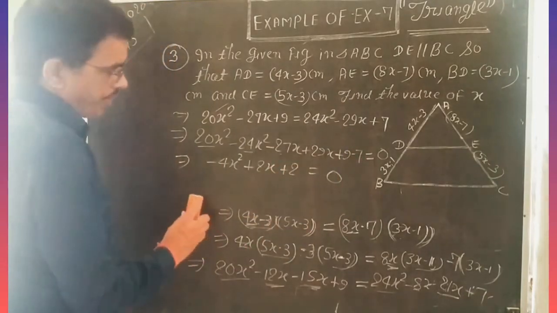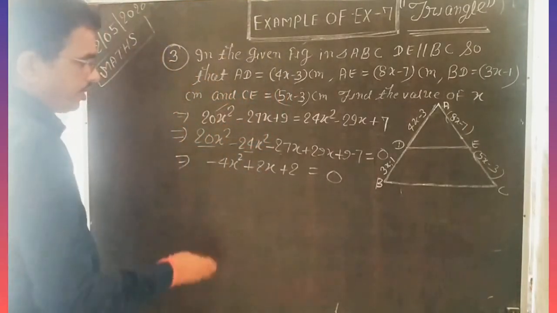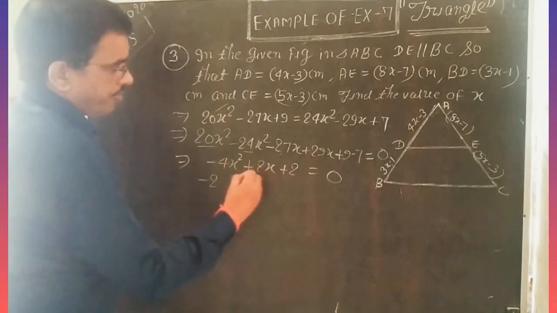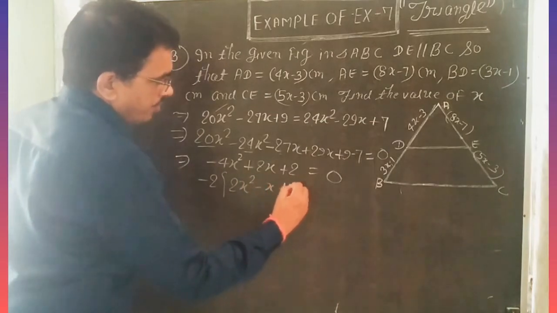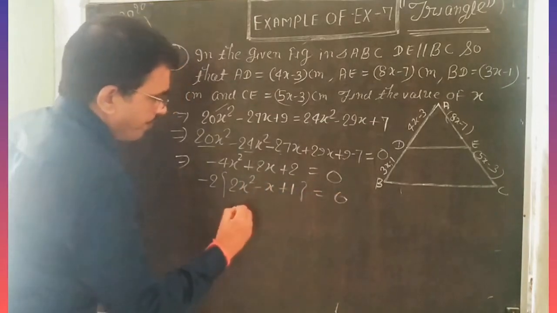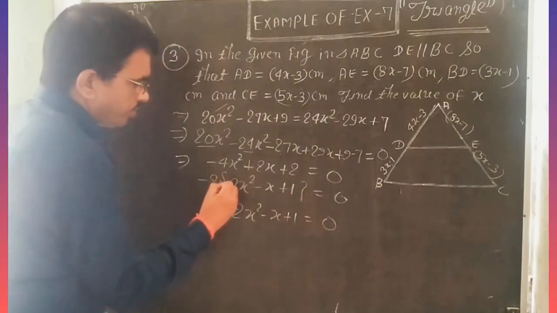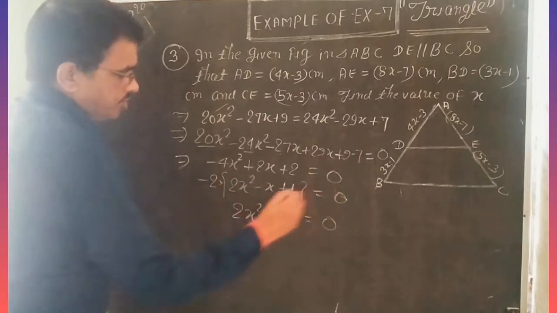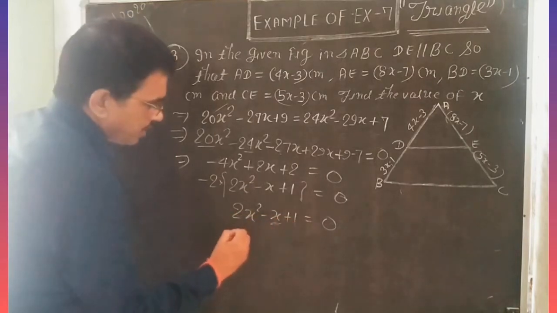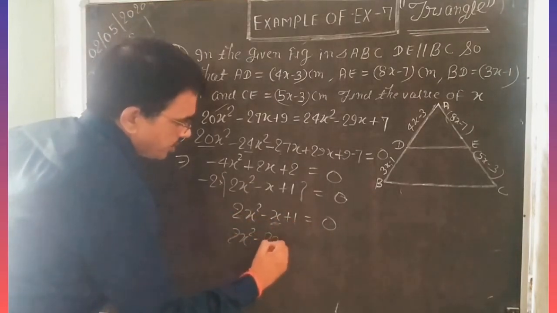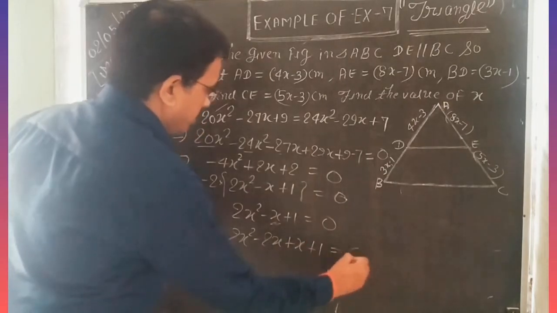Now factorize it. First you take common, minus 2 is common. So here is 2x square minus x minus 1 is equal to 0. Then 2x square minus x minus 1 is equal to 0, because both sides are divided and it changes to 0. Now factorize by middle term. So we write 2x square minus 2x plus x minus 1 is equal to 0.